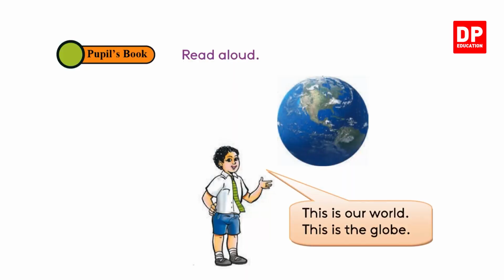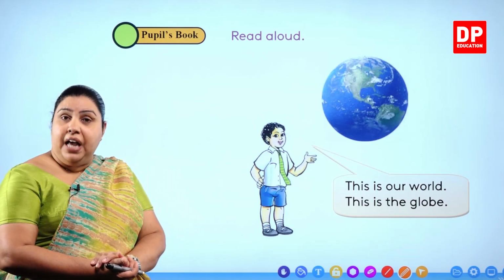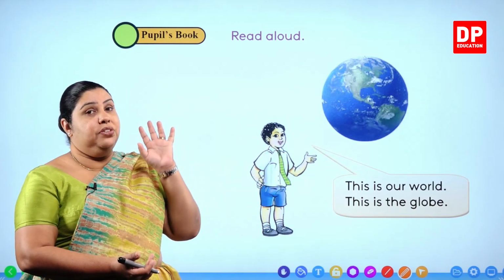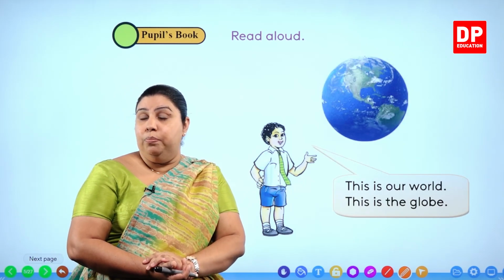Now I want you to open your pupils book. Now in your pupils book we are going to talk about the world map, the Sri Lanka map, and then we are going to talk about the globe as well.